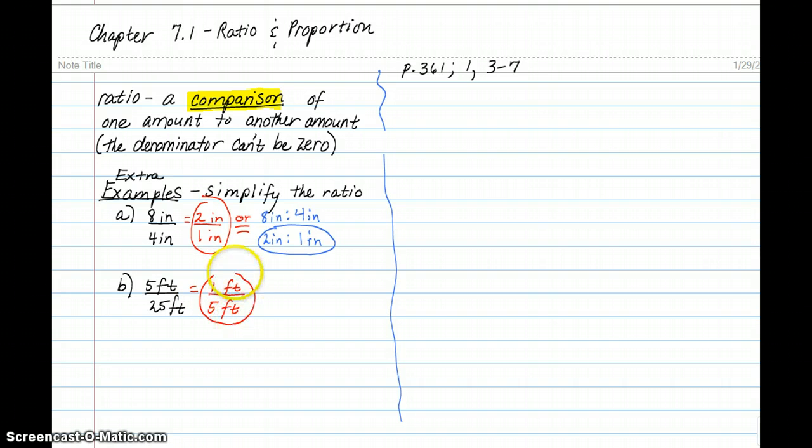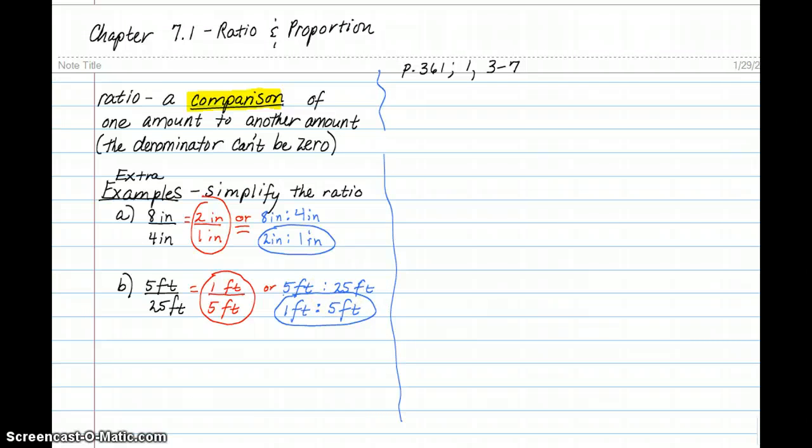Or, this is one way to simplify, you could have been given the problem in this manner: 5 feet colon 25 feet. And you could have then again said the greatest common factor for 5 and 25 is 5. 5 divided by 5 is 1 foot. 25 divided by 5 is 5 feet. So both of these are acceptable ways of writing a simplified ratio. It's usually easier when you write it one above the other, but this is okay too.